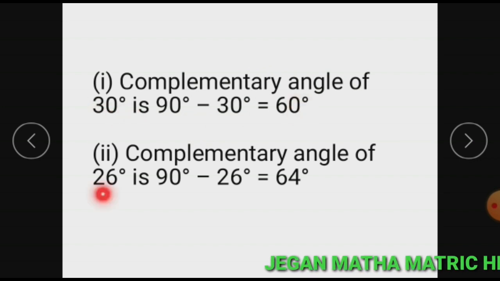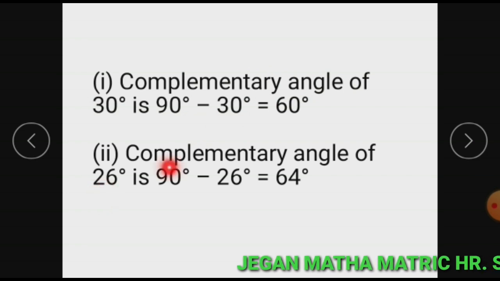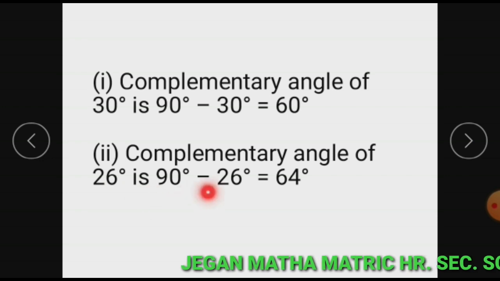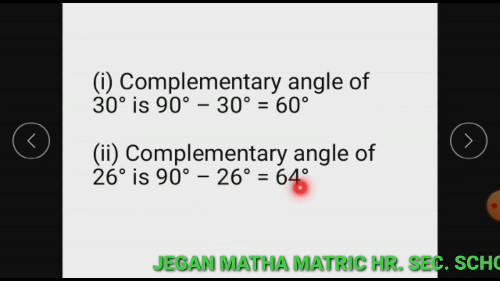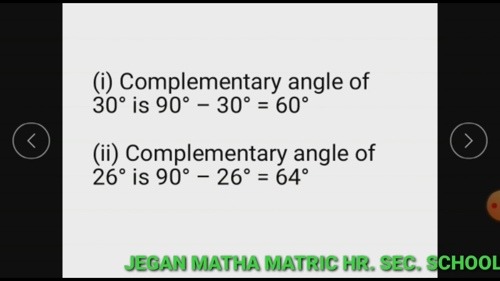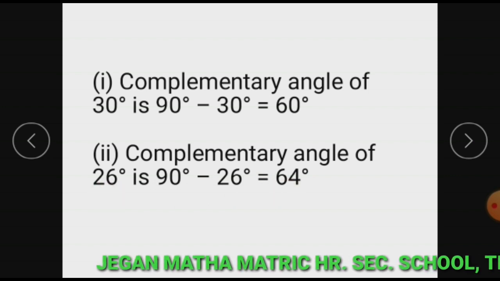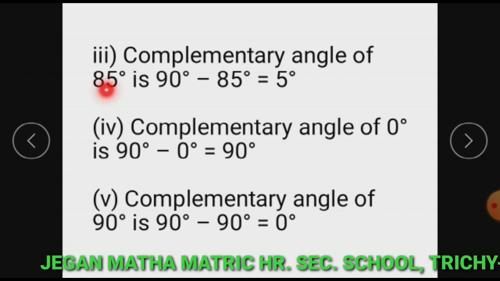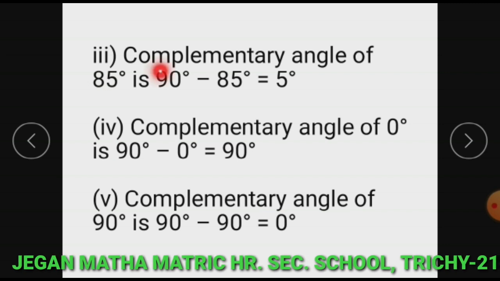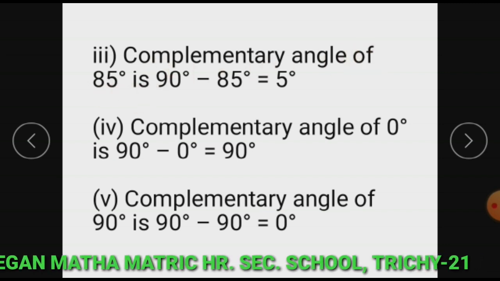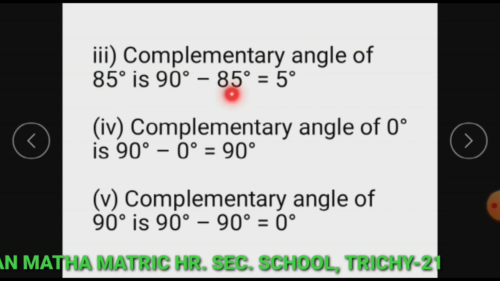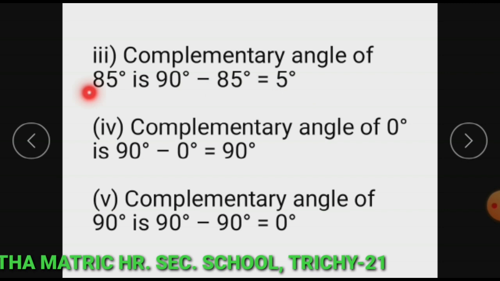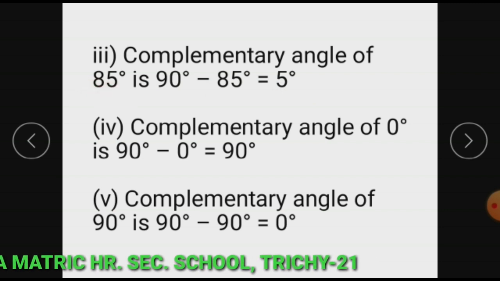Subdivision 2. The given angle 26 degree. Complementary angle of 26 degree is equal to 90 degree minus 26 degree equal to 64. So 64 is the complementary angle of 26. Subdivision 3. The given angle 85 degree. Complementary angle of 85 degree is 90 degree minus 85 degree equal to 5 degree. So 5 degree is the complementary angle of 85 degree.